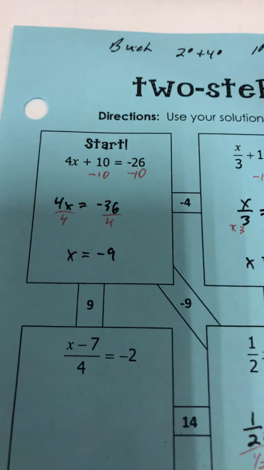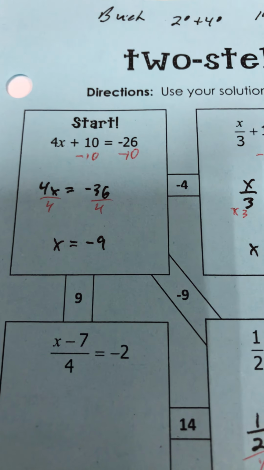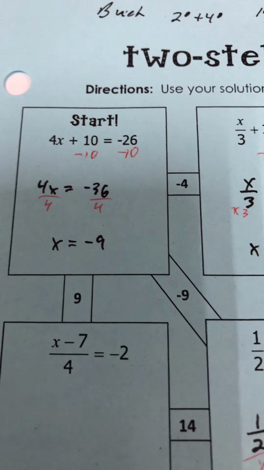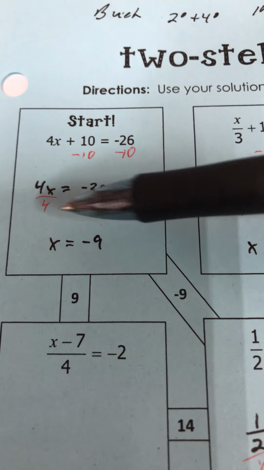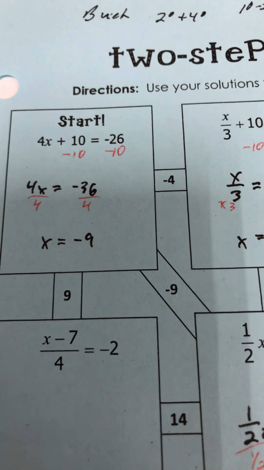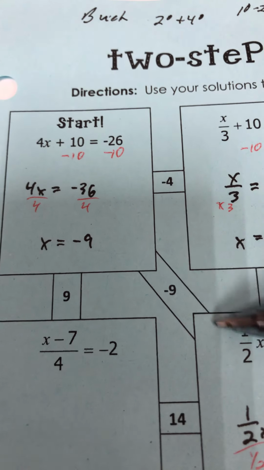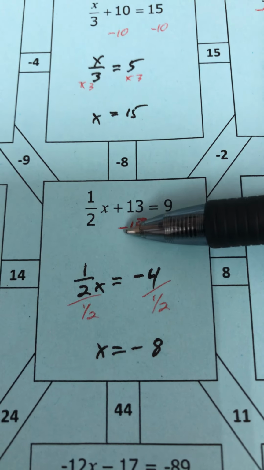Now for these problems, I write in red my steps. So I'm not going to take you all the way through. I'm going to take you pretty far, though, about halfway or a little over halfway through. So notice I subtracted 10 from both sides, and then I divided 4 from both sides, and I end up with what my x equals. This tells me the direction to go. Once again, pause this as you go.